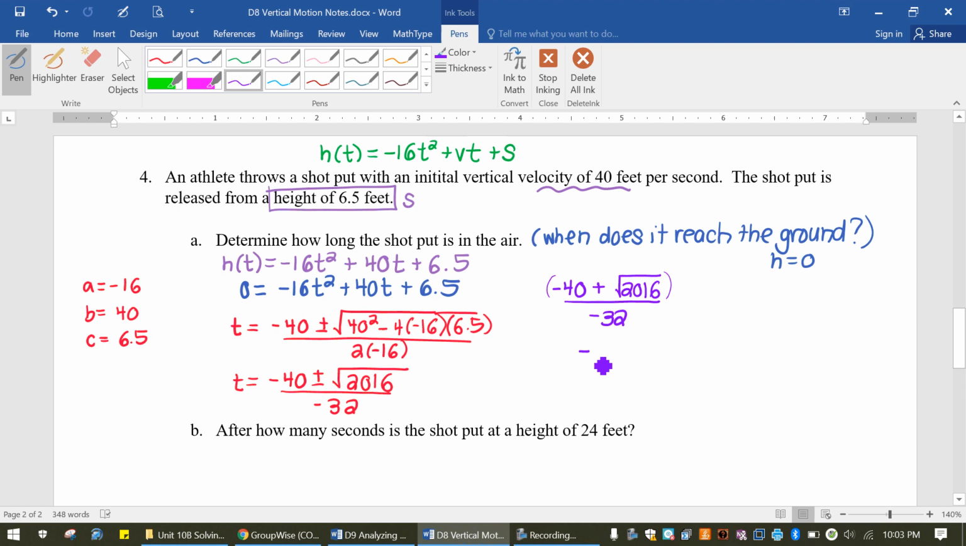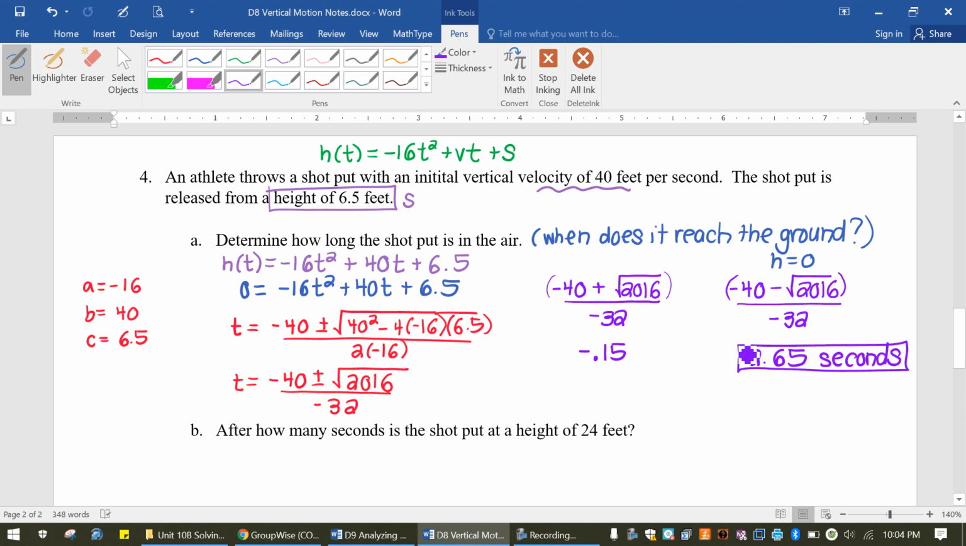And what you get is negative 0.15 seconds, which doesn't make sense. You can't have a negative unit of time. So let's try the other option, which is negative 40 minus the square root of 2016 all over negative 32. And again, if you're putting this into your calculator, make sure you're using parentheses here. And what this one turns out to be is 2.65. So how long is the shot put in the air? It's in the air for 2.65 seconds.